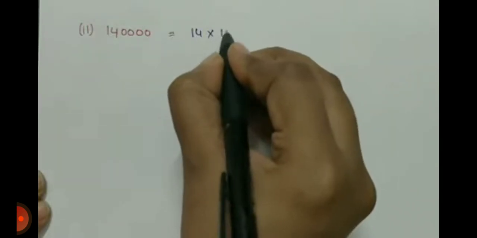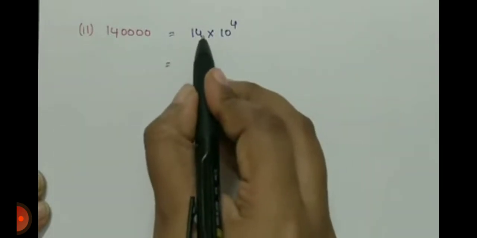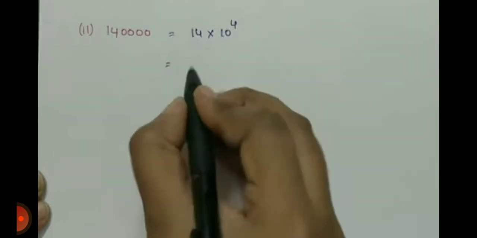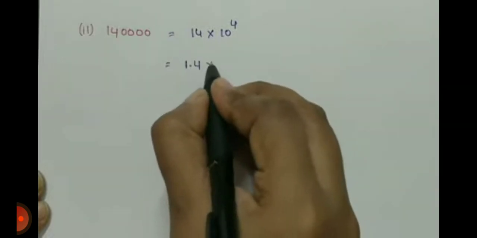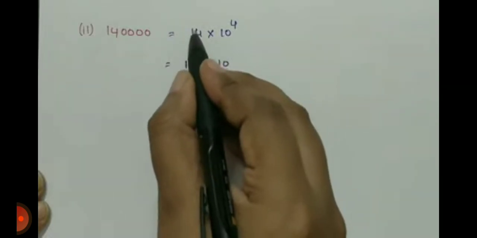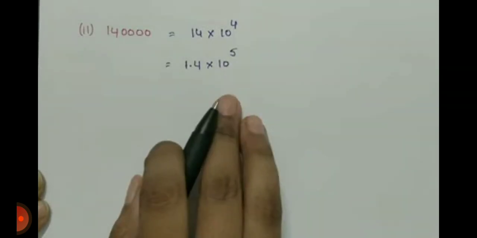Second one, this can be written as 14 into 10 to the power of 4. Now shift the decimal point to the left side by one digit so that it becomes 1.4. We shifted one digit to the left side, so add 1 to 4. So 4 plus 1 equals 5. It is the standard form.